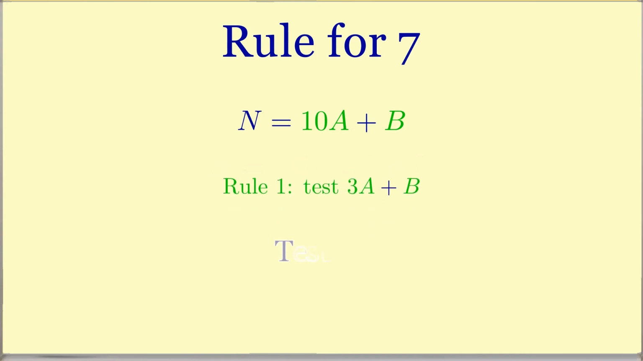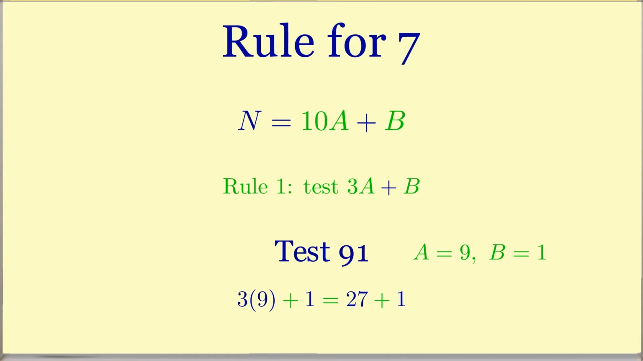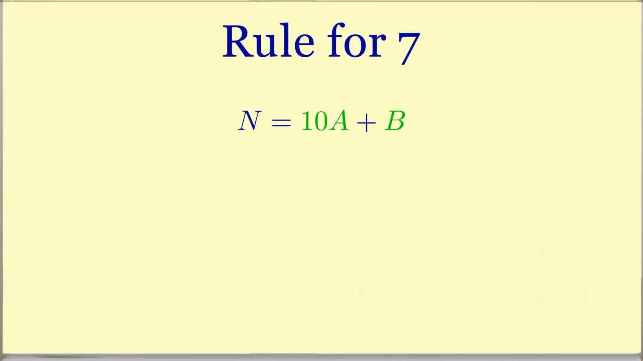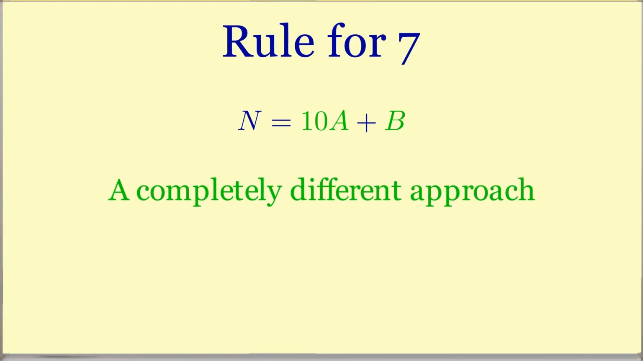Let's test it out. Is 91 divisible by 7? Here, our front part a is 9, and our last digit b is 1. We multiply a by 3, which gives us 27, and add b, which is 1. 27 plus 1 is 28. Since we all know 28 is a perfect multiple of 7, 91 absolutely must be as well. Math is incredibly flexible.